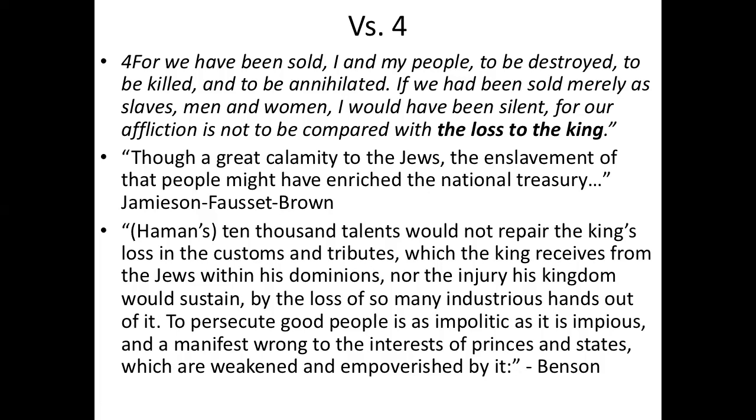Now that sounds kind of weird, but here's a couple things that we're not even considering probably. First of all, Jameson Fawcett Brown pointed out that though it would have been a great calamity to the Jews if they had been sold into slavery, the enslavement of that people might have enriched the national treasury. In other words, the king would still have had income. But Benson points out that Haman's 10,000 talents would not repair the king's loss in customs and tributes.